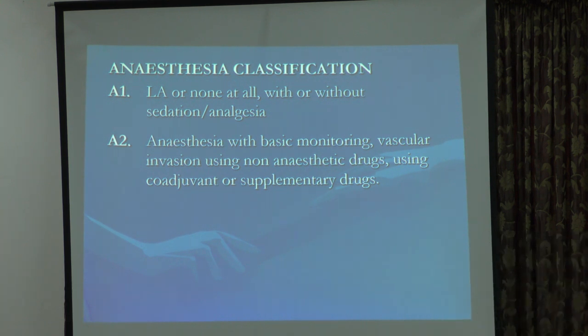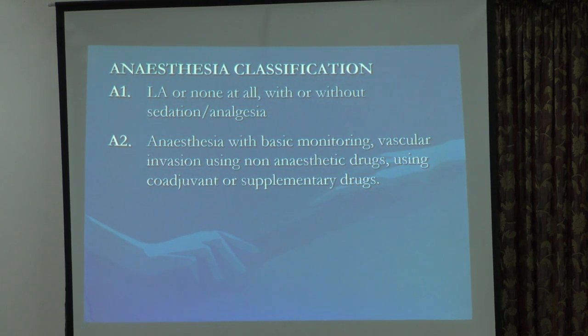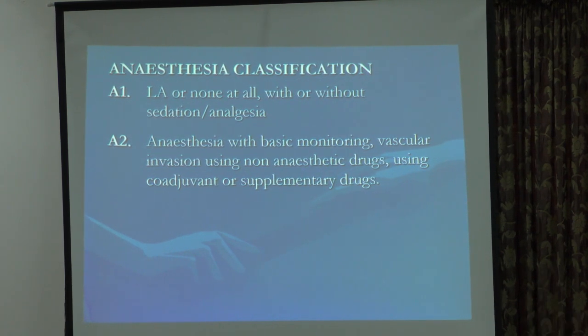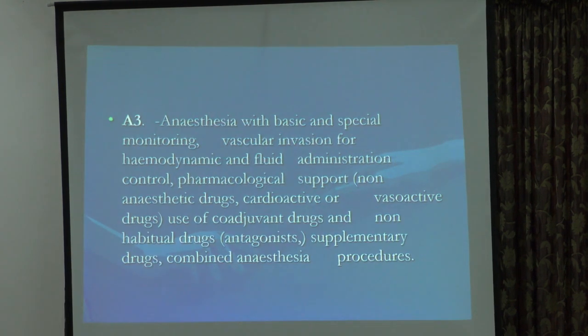Then of course we have an anesthetic classification, the A's, which is based on the type of anesthesia. A1 is, for example, monitored anesthetic care. The surgeon is doing their own thing, but we just put on a pulse oximeter or ECG to monitor the patient, but we're not really anesthetizing the patient, with or without sedation and analgesia. A2, anesthesia with basic monitoring, vascular invasion, using non-anesthetic drugs or coadjuvant or supplementary drugs.